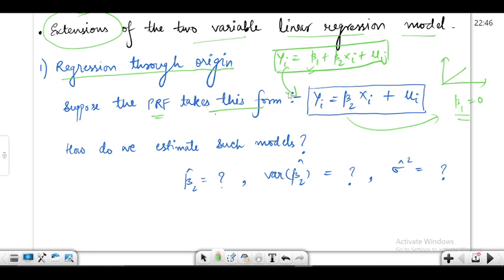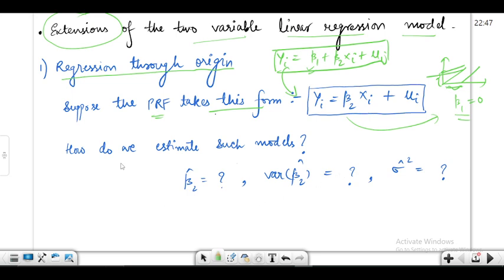So here we have the intercept equal to 0. Beta 1 is equal to 0, and beta 1 represents your intercept. Intercept means how far from the origin my regression line is. That is your intercept part. So this is the form where the intercept is equal to 0.